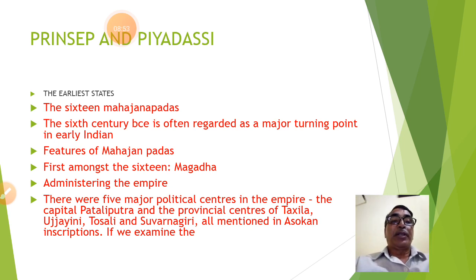So here my next topic is administering the empire. If we talk about the Mauryan Empire, there were five major political centers in the empire. The capital Pataliputra and provincial centers of Taxila, Ujjaini, Tosali, and Suvarnagiri, all mentioned in Ashokan inscriptions. If we go through the Ashokan inscriptions, we find that besides the major capitals, there were five centers of administration, and these centers were Pataliputra, Taxila, Ujjaini, Tosali, and Suvarnagiri. These are the centers from where the administration of the Mauryan Empire was conducted.